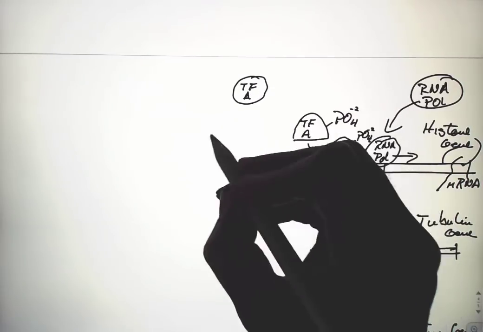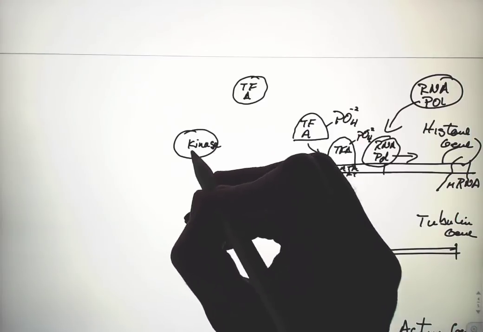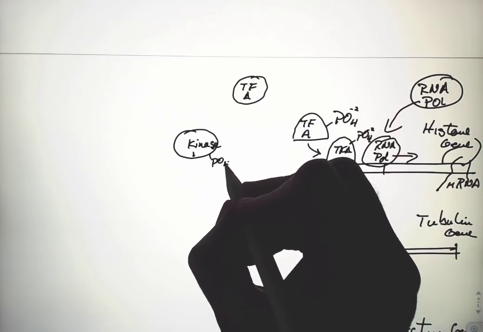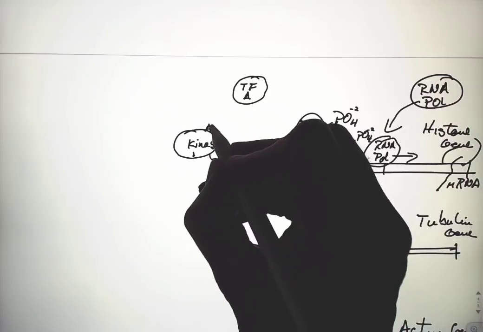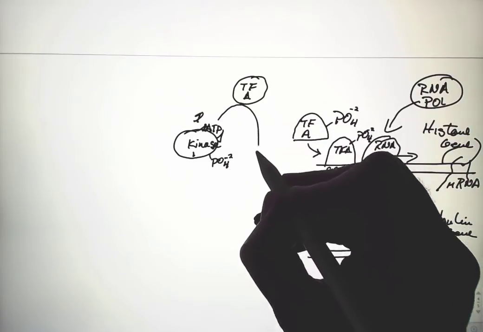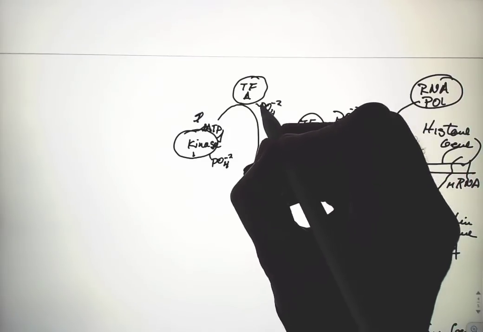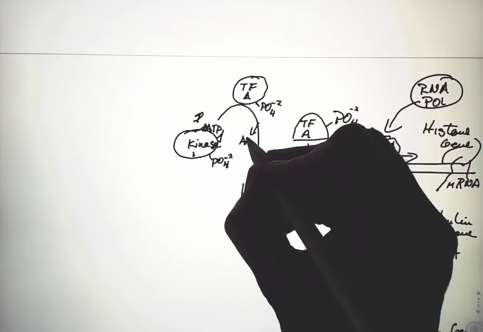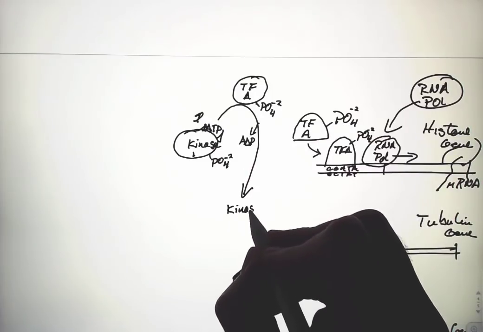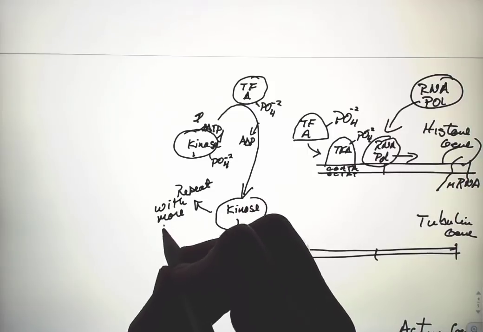Well, how did we get that phosphorylated transcription factor? A kinase, we'll call it kinase 1, is phosphorylated. That activates it. It holds an ATP in a binding pocket. It binds to TFA. And transcription factor A winds up with a phosphate from that ATP, and an ADP is lost. The kinase, kinase 1, can go back and repeat with a new transcription factor A.